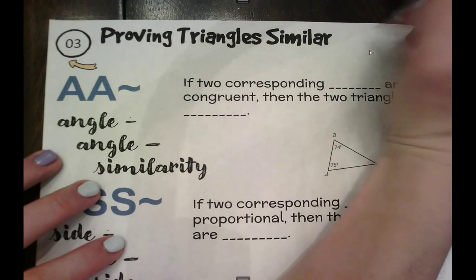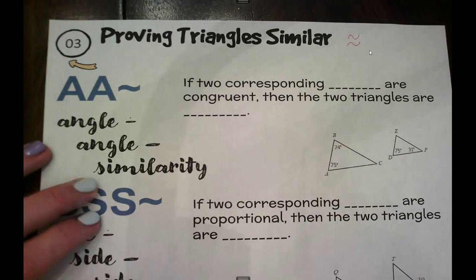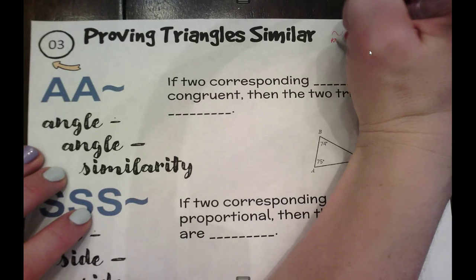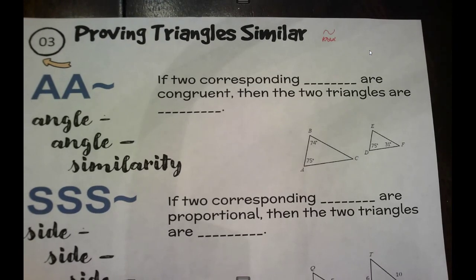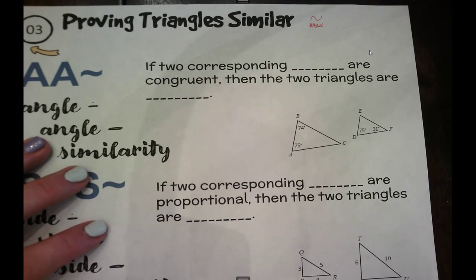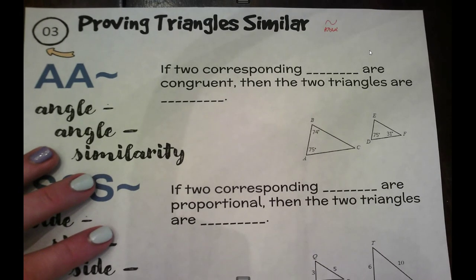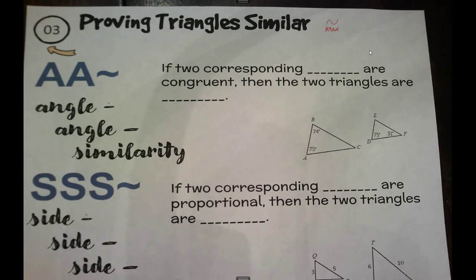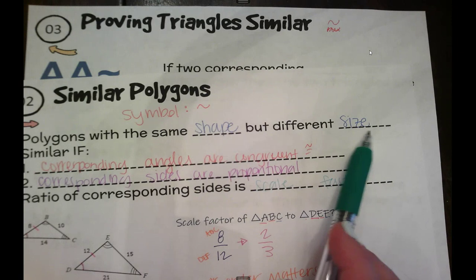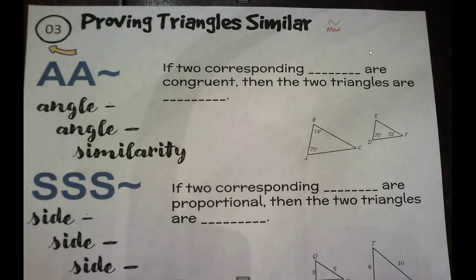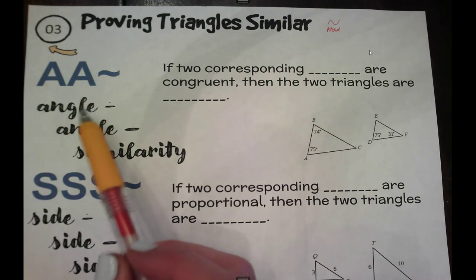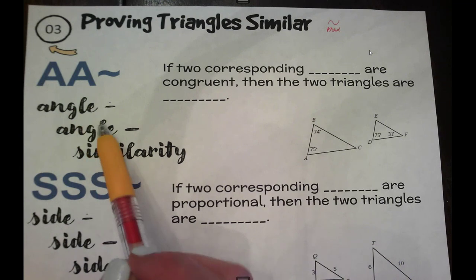Remember, they are going to be similar. That's not just one little squiggly. And similar means, if you flip back to your notes, that they've got the same shape, but they're a different size. Okay? Same shape, different size. Not exactly the same. All right, so our first theorem is AA, or angle, similarity.